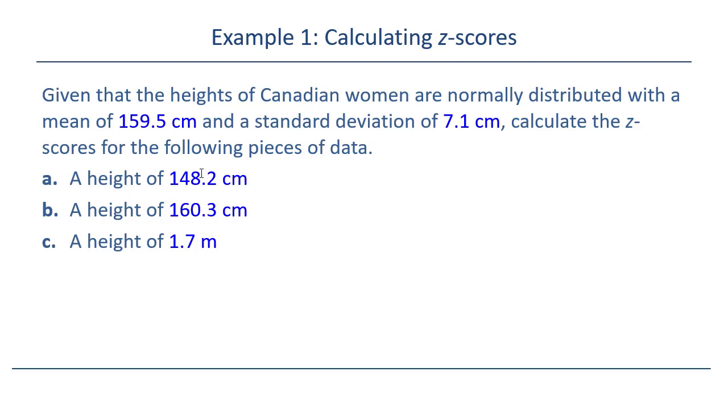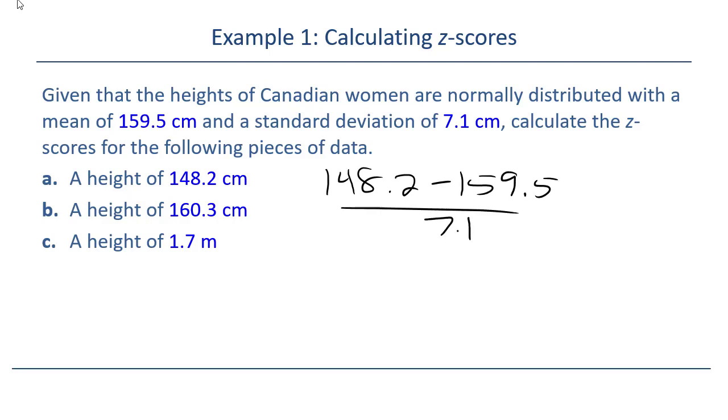Very simply, the z-score of the first one is just going to be 148.2 minus the mean divided by the standard deviation. And we would do those over and over. Now you can see right here, this is going to give us a negative number.